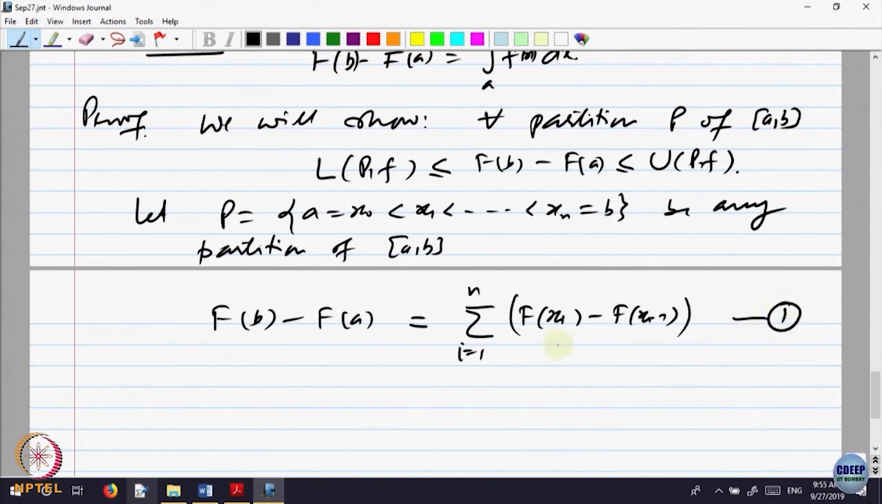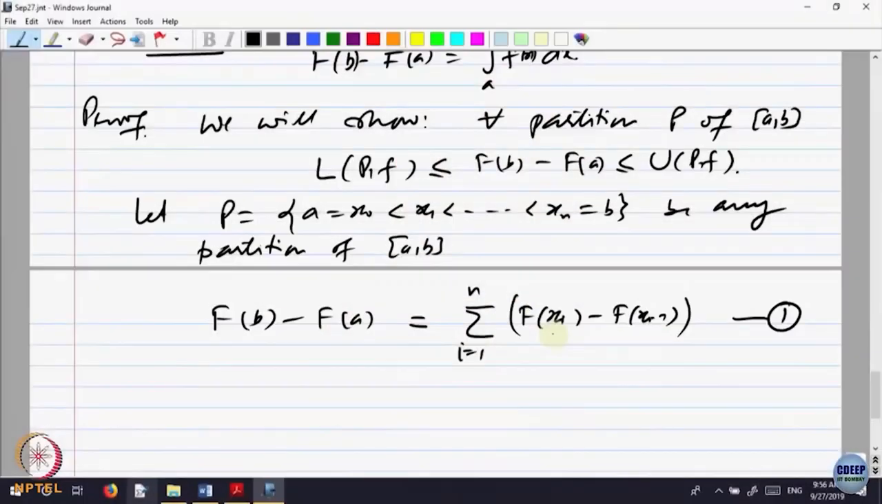Now, what should the next step be? This F of x i minus F of x i minus 1 should be related with small f, then you will get some summation in terms of small f. Now, small f is the derivative of capital F. So, which is the theorem which relates a function with the values of the derivative? That is how one thinks about F of b minus F of a in terms of the derivative, and that is Lagrange's mean value theorem.